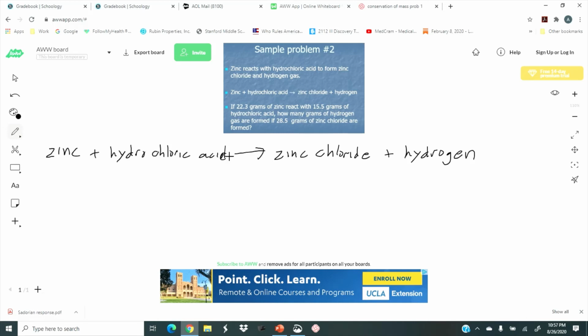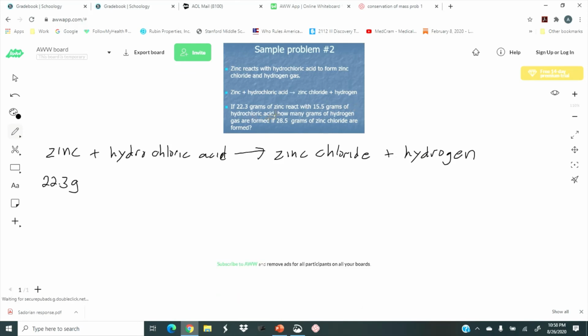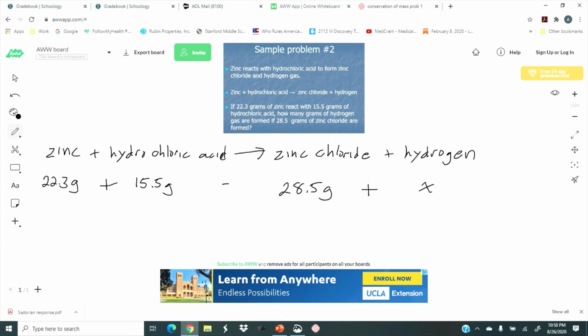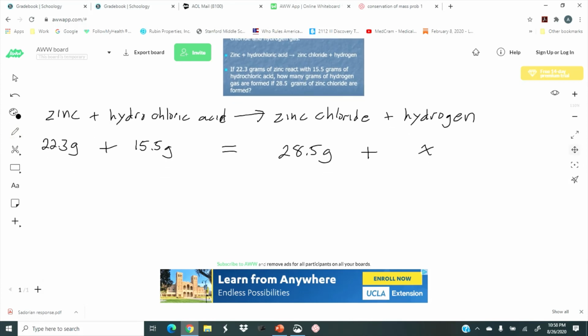Okay, so remember, our total mass of the reactants has to equal the total mass of the products. And we're told that we have 22.3 grams of zinc. So zinc is over here by itself, 22.3 grams, and it's reacting with 15.5 grams of hydrochloric acid. We're looking for x grams of hydrogen gas, formed if 28.5 grams of zinc chloride are formed. So these are the two reactants. We have to add them together. These are the two products. We have to add them together. And they have to equal each other. And there's our equation right there. So I'm going to move this up just a little bit. Our question is gone, but we can still do the problem.